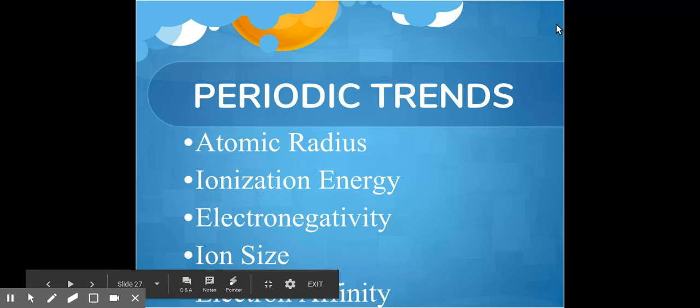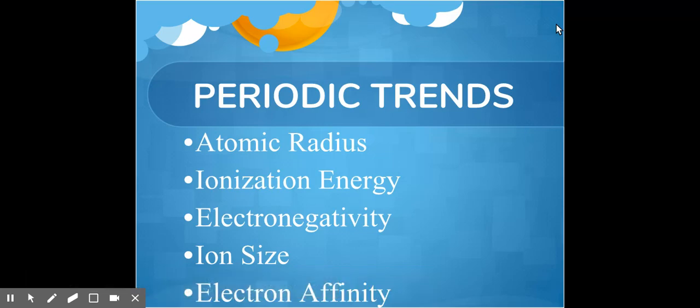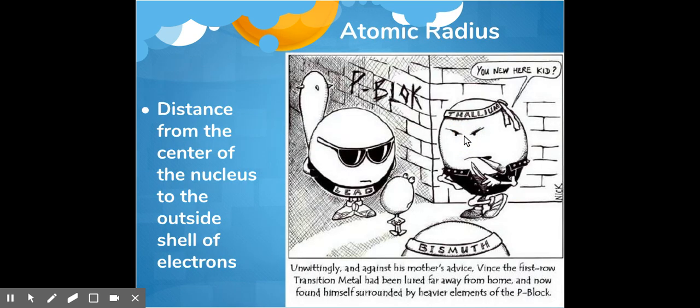This lesson is part one of periodic trends, and we're going to focus on atomic radius. I'd like to take a quantitative approach as well as showing you visually how this works and using electron configurations. So atomic radius is the distance from the center of the nucleus to the outside shell of electrons. Basically it's talking about how large an atom is.